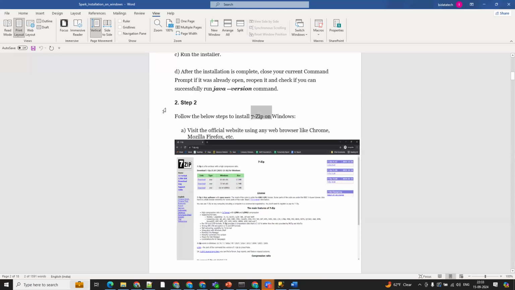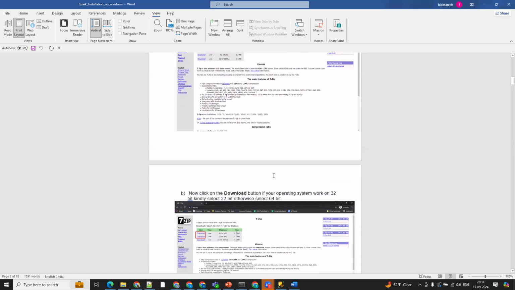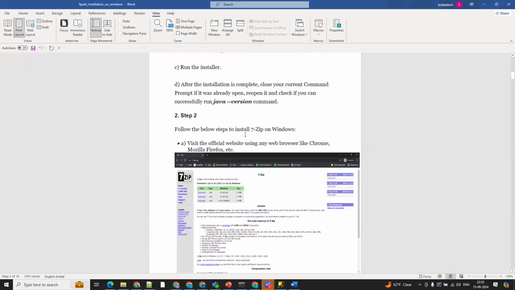If you already have WinRAR, that is okay. If you don't have WinRAR or WinZip software, you try to install 7-zip. This is an open source one. This is also okay. Try to download this one also from the official site. I think I've given the link here.